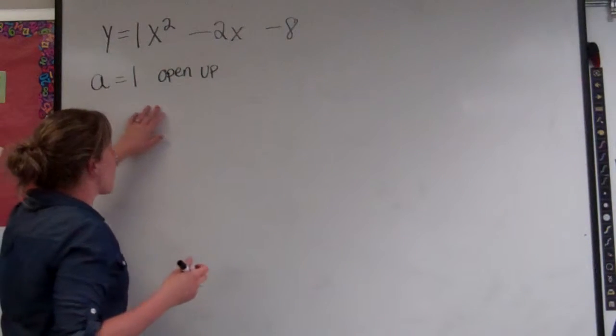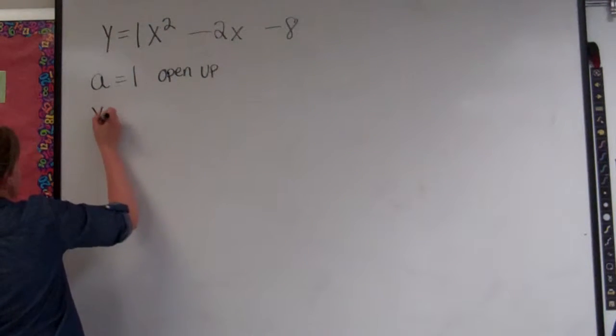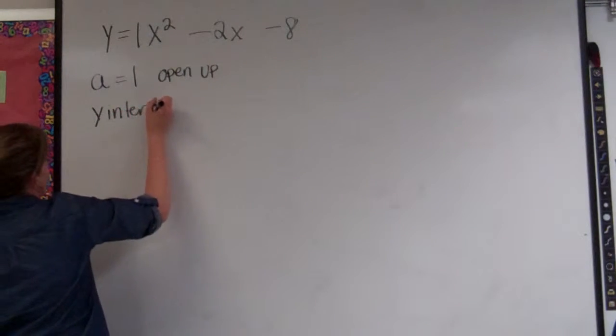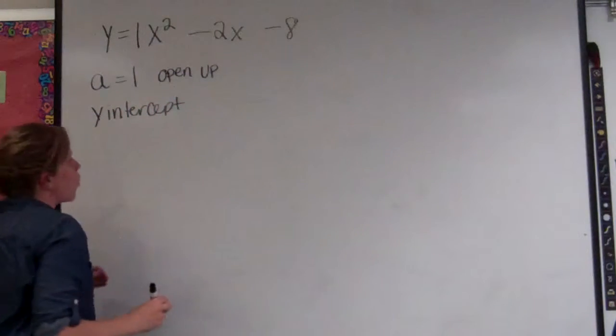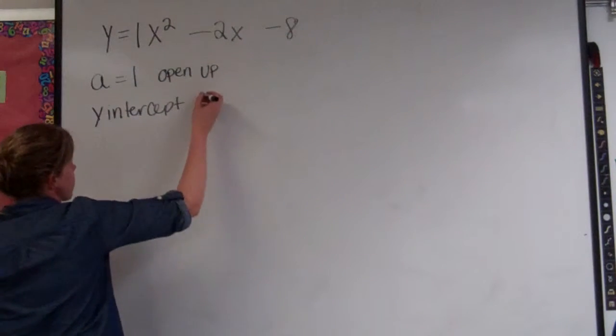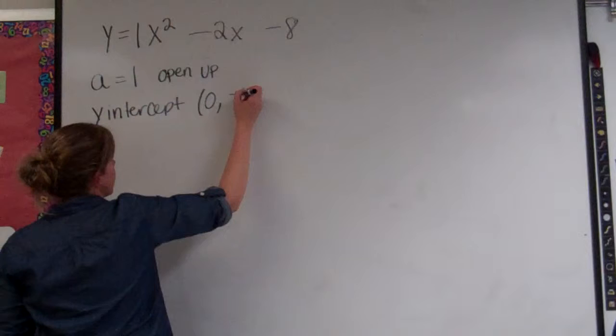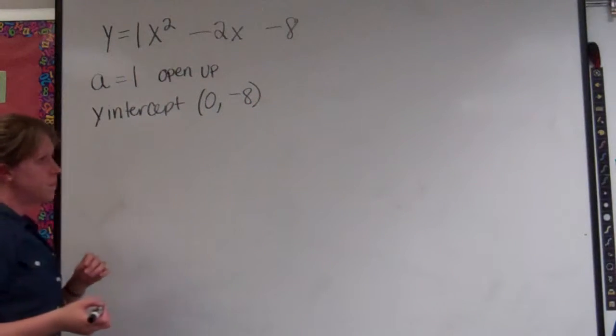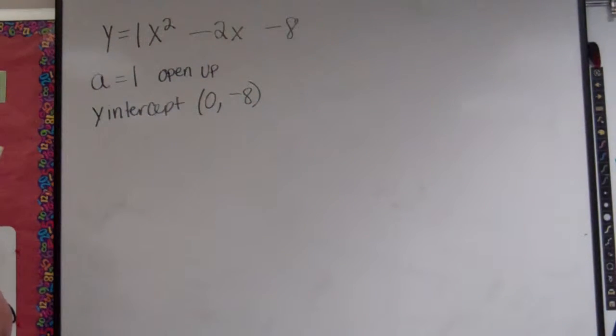Next, we can say that our y-intercept is determined by the last number, which is negative 8. So our y-intercept is going to be at 0 for x, negative 8 for y. Then we can find our axis of symmetry.